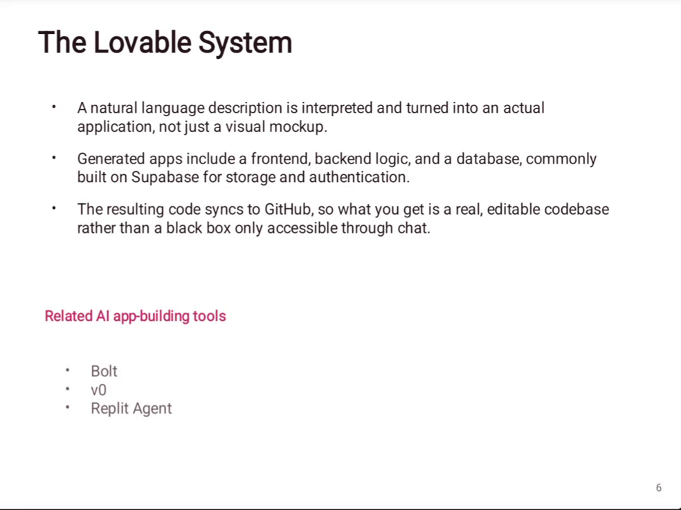The Lovable system: a natural language description is interpreted and turned into an actual application, not just a visual mockup. Generated apps include a front-end, back-end logic, and database, commonly built on Supabase for storage and authentication. The resulting code syncs to GitHub, so what you get is a real, editable codebase, rather than a black box only accessible through chat. Related AI app building tools: Bolt, V0, Replit Agent.